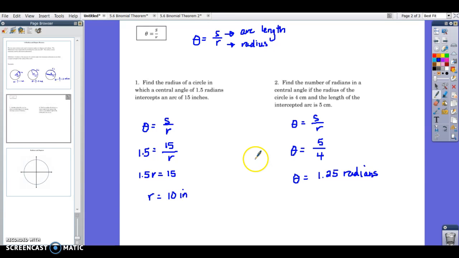When we are talking about a central angle, this formula can only be used if our angle is in radians. So for example, if you were given this first problem and they gave you the angle in degrees, we would not be able to use the formula. We have to convert the angle into radians because this ratio is specific to radians. We're going to talk about how you convert between radians and degrees.